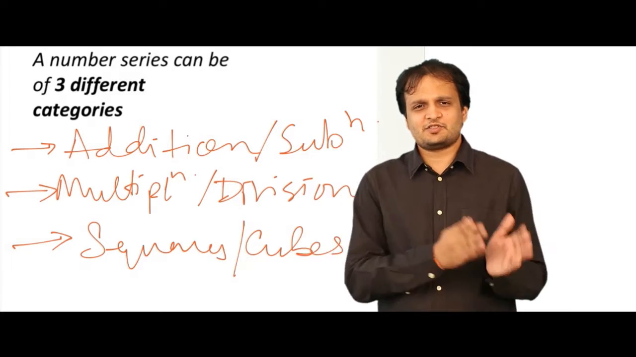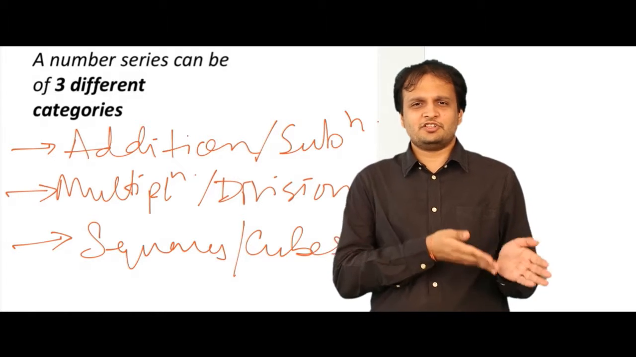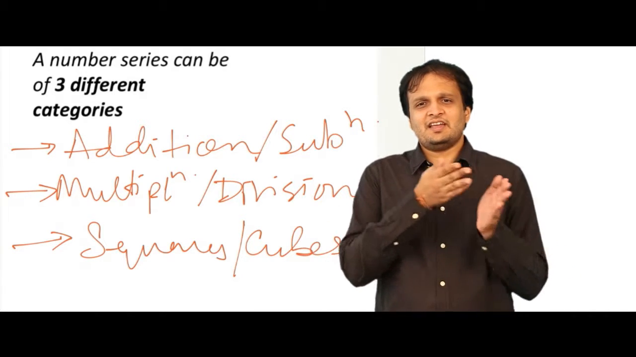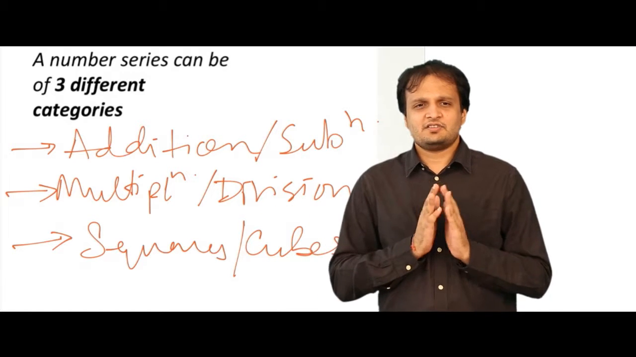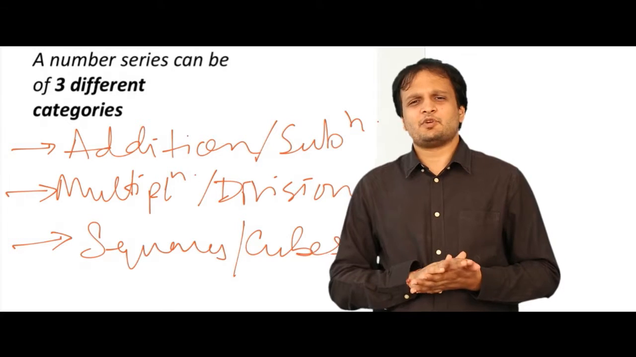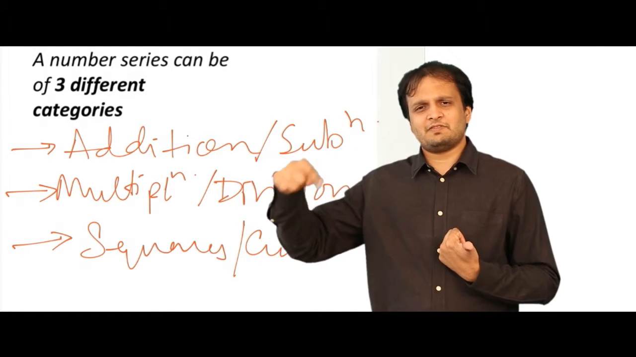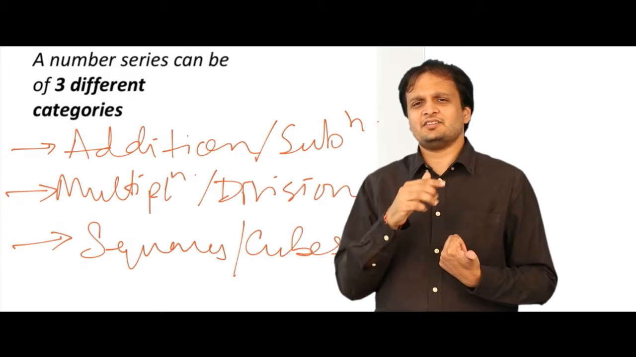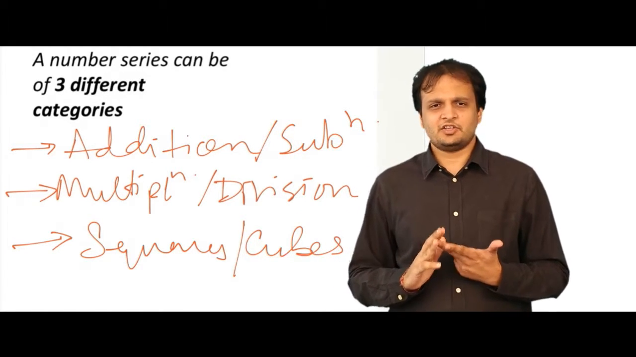So that is a series: 1 square, 2 square, 3 square, 4 square, 5 square, 6 square. Or else I could do cube: 1 cube, 2 cube, 3 cube. So I would give you 1, 8, 27 and so on and so forth, right? So this is a squares or cubes type of series. So these are three kinds of series that we will broadly be dealing with: addition, subtraction, where the link between every consecutive number is either addition or subtraction. Then multiplication, division, and squares and cubes.